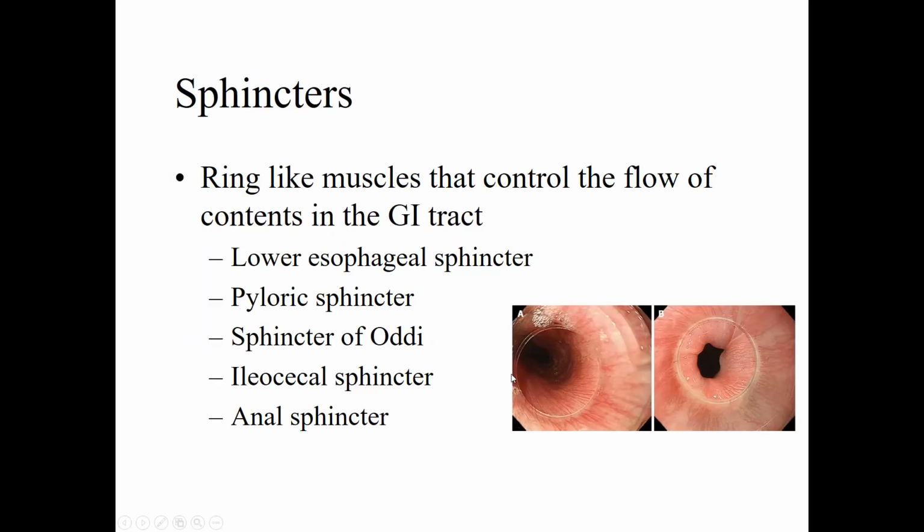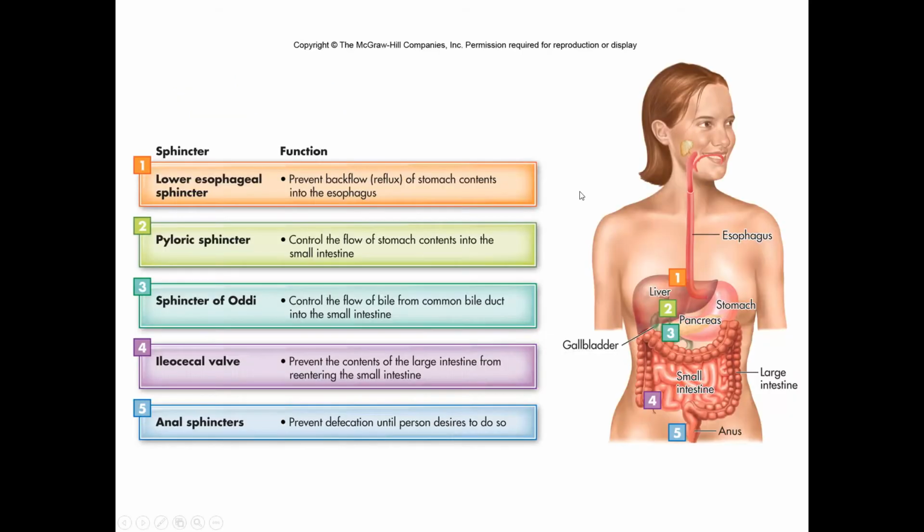Throughout the GI tract, movement is stopped by sphincters. These are muscles that contract like a ring along the tube. There are 5 sphincters. The lower esophageal sphincter is in between the stomach and esophagus. This is the one that malfunctions in heartburn.